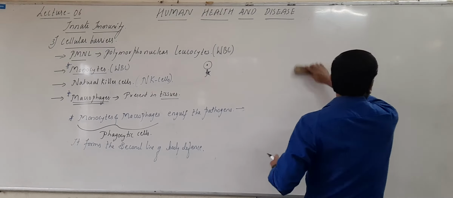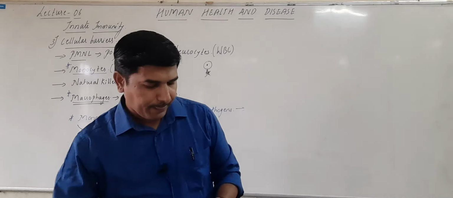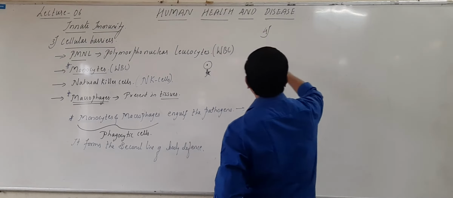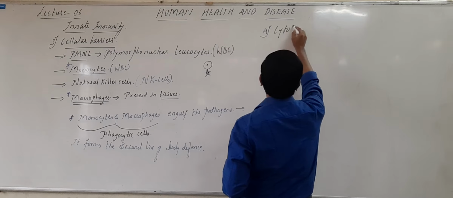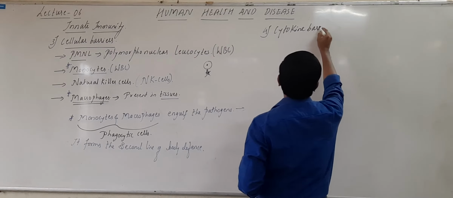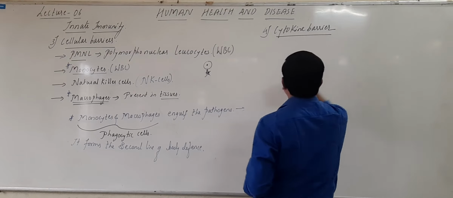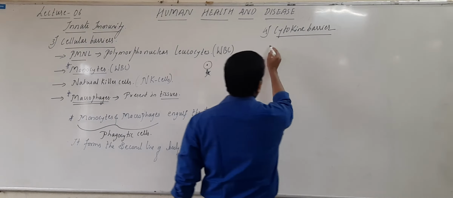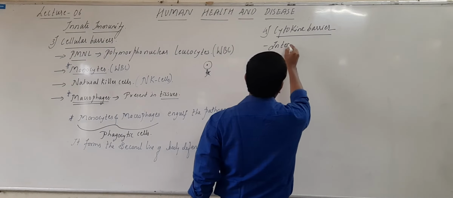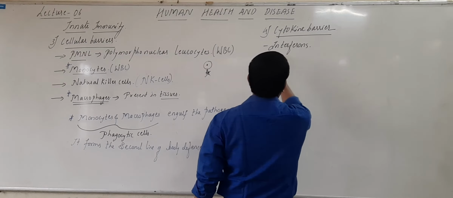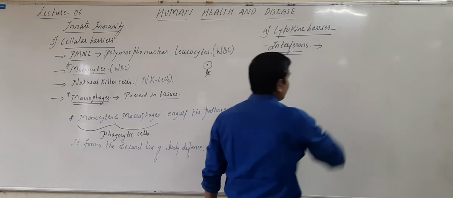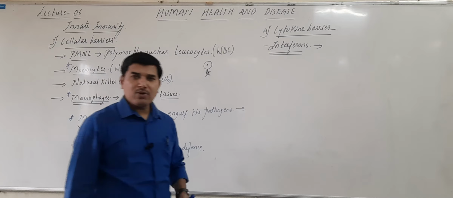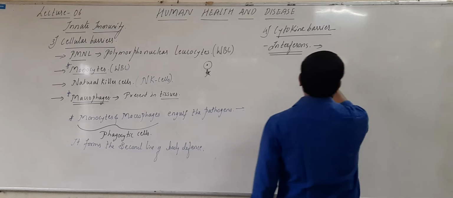So with this we will move on to the last part of the innate immunity. The last part, the fourth one, is the cytokine barrier. Now this cytokine barrier includes certain chemicals which we call interferons. Then the question comes, what are interferons? This is the most important question which will be asked for an objective part also. So interferons are antiviral substances.